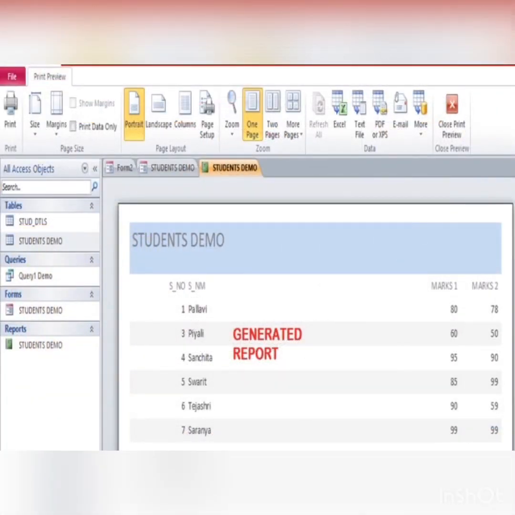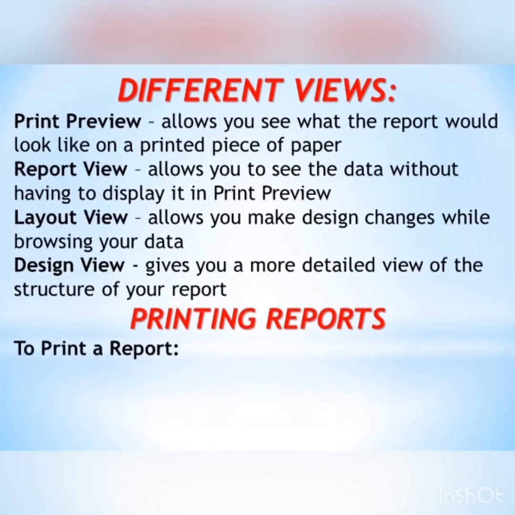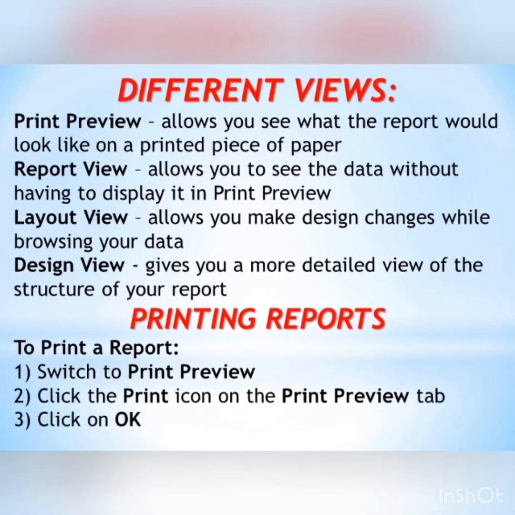The report is generated and can be visualized here. The reports can be viewed in 4 different views. The first is the print preview, which allows you to see how the report would look on printed paper. The report view allows you to see the data without having it displayed in the preview. The layout view allows you to make design changes while browsing your data, and the design view actually gives you a more detailed view of the structure of the entire report.